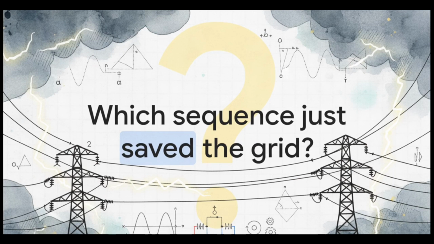It's really just incredible to realize that the reliability of our modern, everyday world is maintained by this elegant math working tirelessly in the background. So, the next time a massive storm hits and the lights miraculously stay on, ask yourself, which sequence just saved the grid?